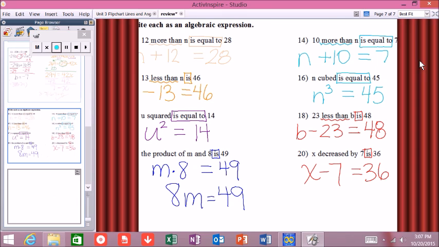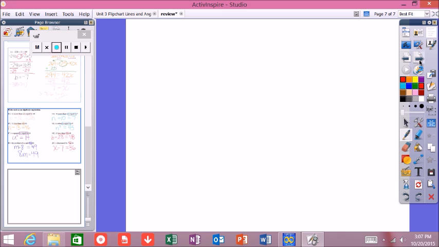I'm going to give you one more problem to do, just to make sure we all know what we're doing. Please copy this one down on your paper, and we're going to practice translating this one together. Twice the sum of x and 2 is 9. First thing we do is find the equal sign.